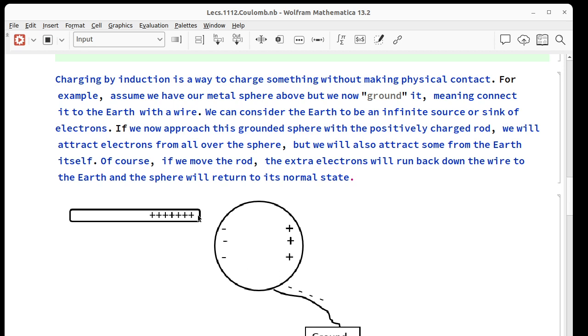But what if, while the rod is still in place and these extra electrons are running around in the sphere, what if we cut that wire so they can't get back down to the ground? Now we can move the rod away and we'll leave this sphere negatively charged because we've imported these electrons from the Earth and then we cut off their only way to get out. This is charging by induction.